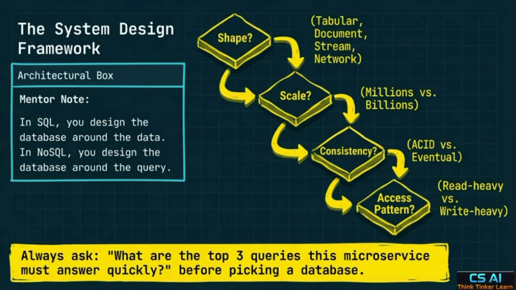When you are in a system design interview, use this framework. Start with the shape of the data. Then look at the scale, millions versus billions. Then the consistency requirement, ACID versus eventual. And finally, the access pattern. Always ask, what are the top 3 queries this microservice must answer quickly before you even think about picking a database name? In NoSQL, we design the database around the query.